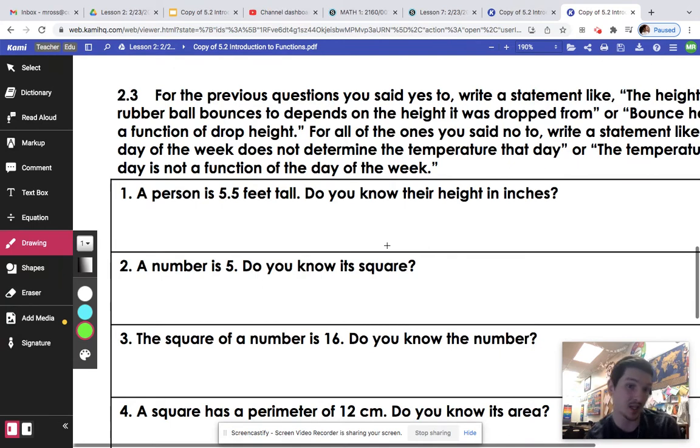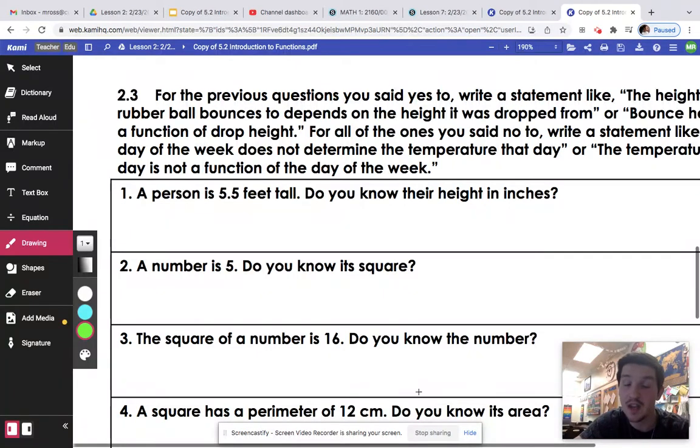Number 2, it says the number is 5. Do you know its square? And we can say the square of a number that's 5 is going to be 25, right? Something along those lines, y'all. So don't overthink this part, but make sure you understand how to write out exactly what the function is doing and how to get from point A to point B, okay? In reality, we're just changing our machine and writing it in words now.